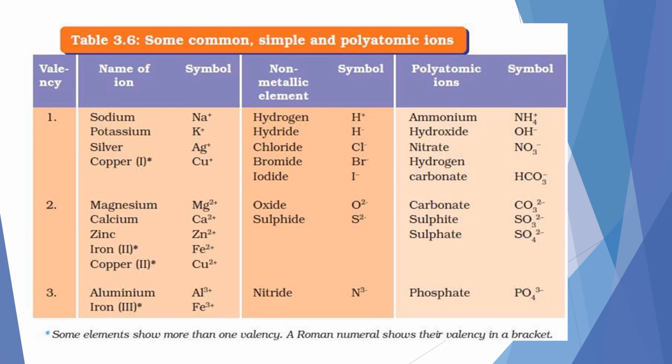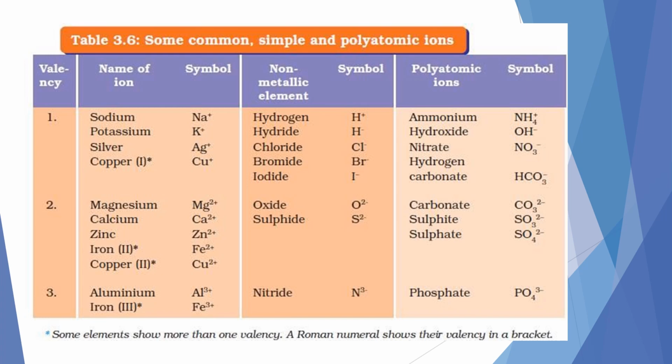So this is sodium ion. You know that the symbol of sodium is Na, but sodium ion is Na plus. What is the valency of this sodium ion? 1, because here only plus. So the valency is 1.